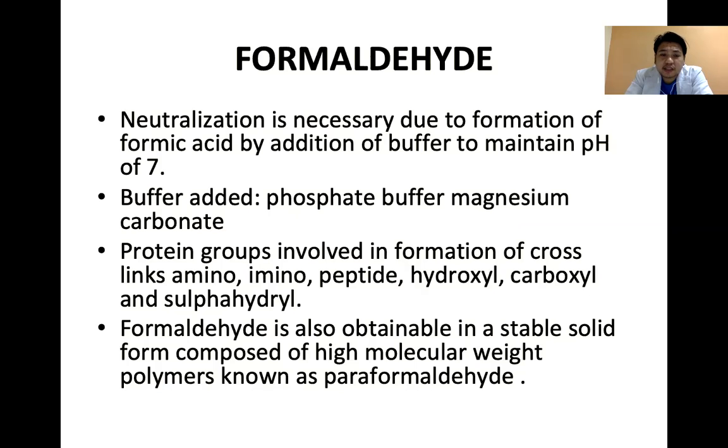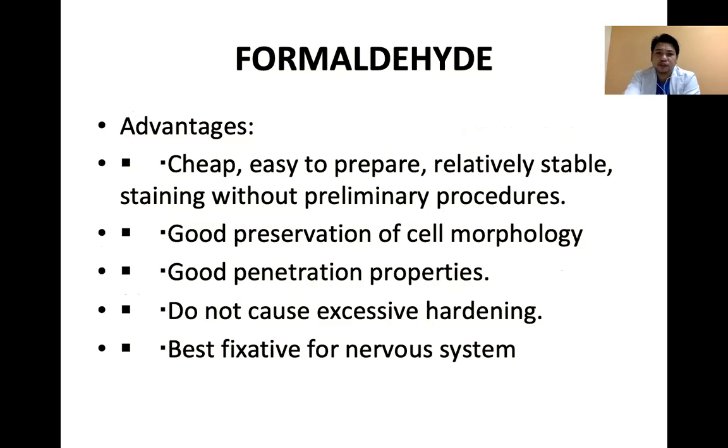Formaldehyde neutralization is necessary due to the formation of formic acid, by addition of a buffer to maintain a pH of 7. That is the buffer we mentioned earlier. This buffer maintains the pH of the fixative. Examples of buffers are phosphate buffer and magnesium carbonate. Advantages of using formaldehyde: it is cheap, easy to prepare, relatively stable, gives good preservation of cell morphology, good penetration, does not cause excessive hardening, and is the best fixative for nervous tissues.